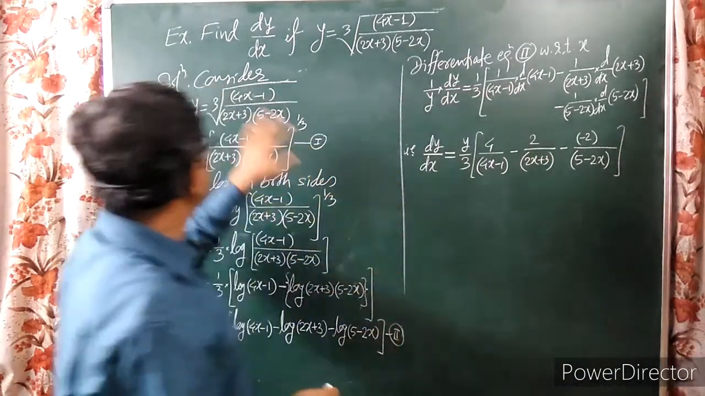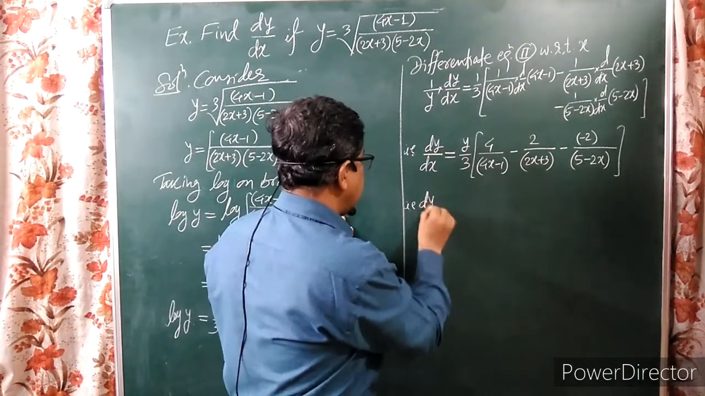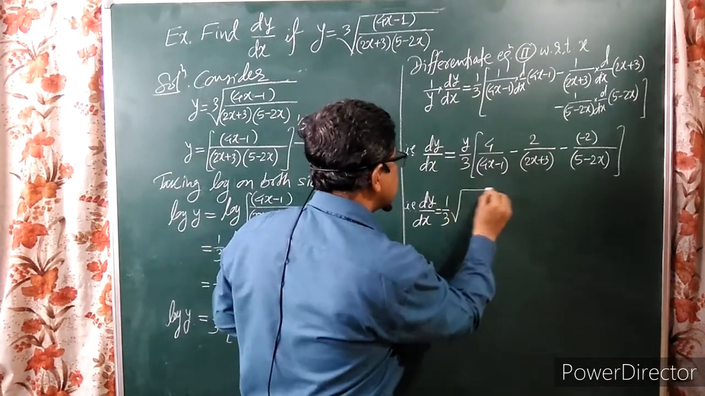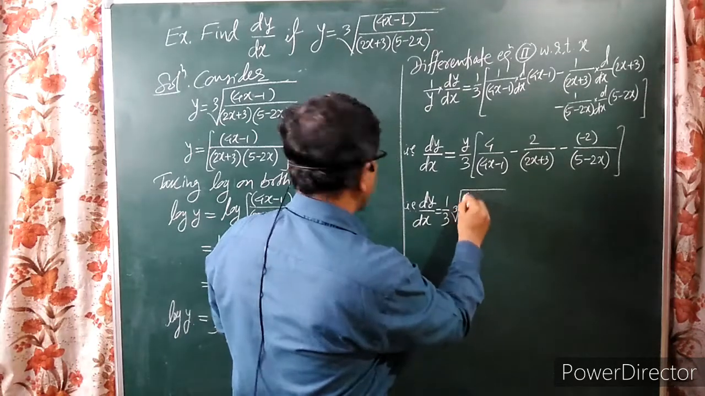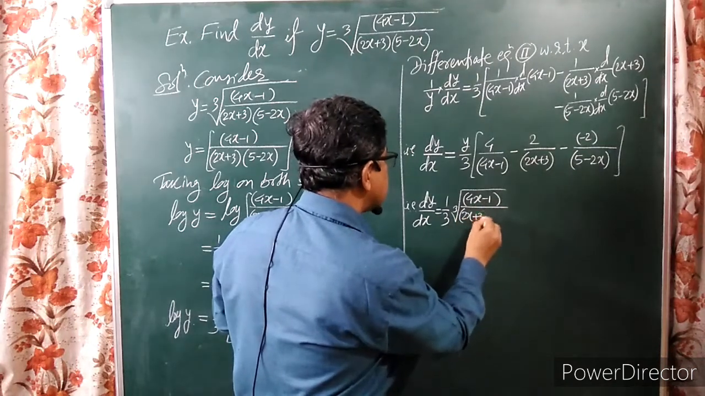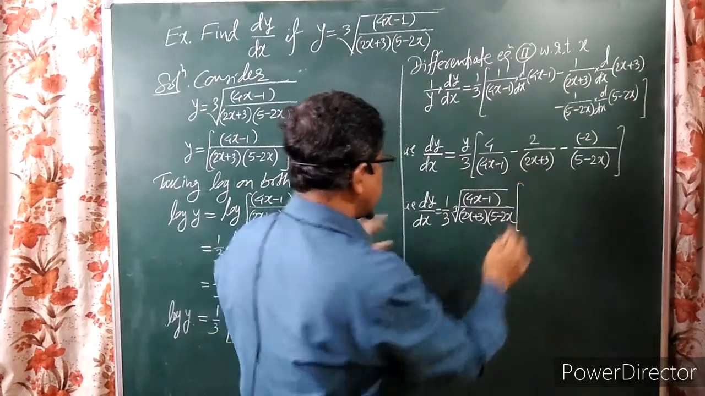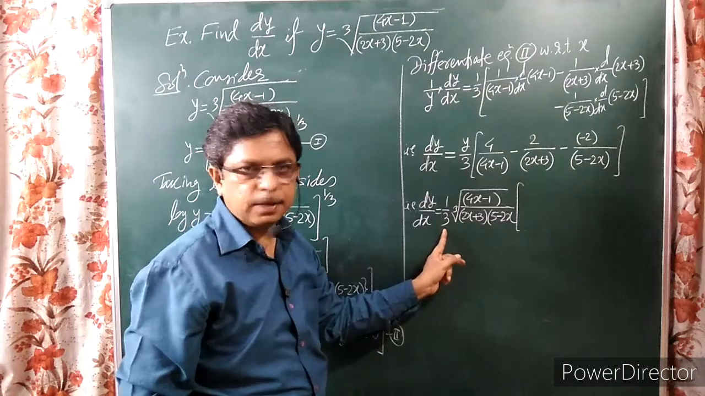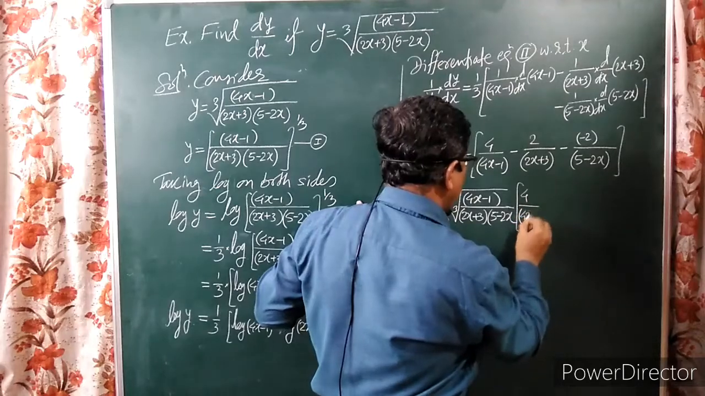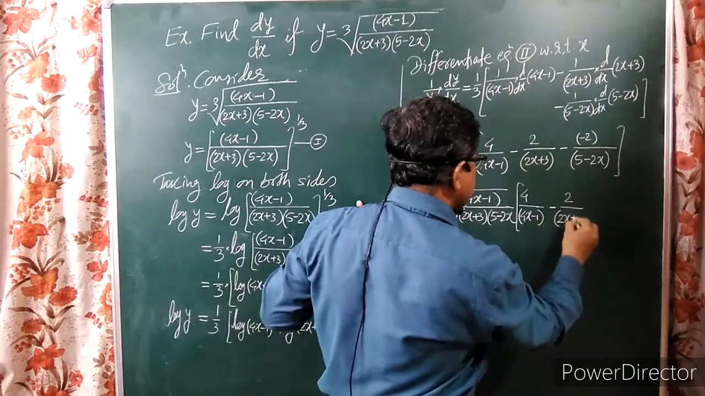And now we'll put the given value of y there, that is dy by dx is equal to 1 upon 3 into this cube root of the given function, 4x minus 1 divided by 2x plus 3 into 5 minus 2x. This is y, 1 upon 3 is written here, into this bracket as it is, 4 divided by 4x minus 1 minus 2 divided by 2x plus 3.